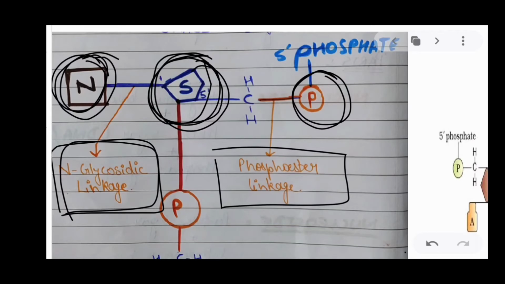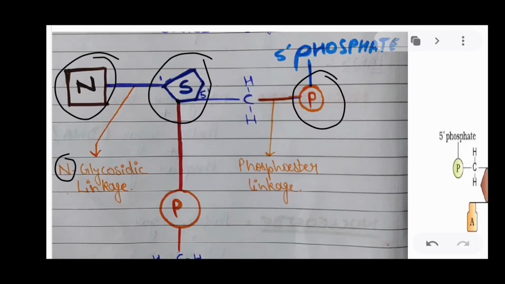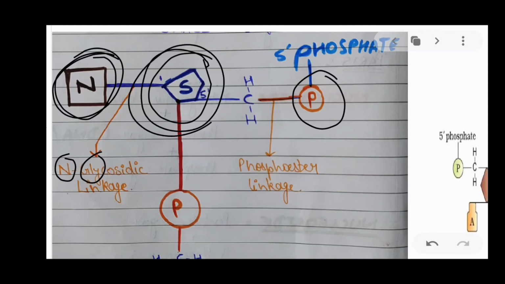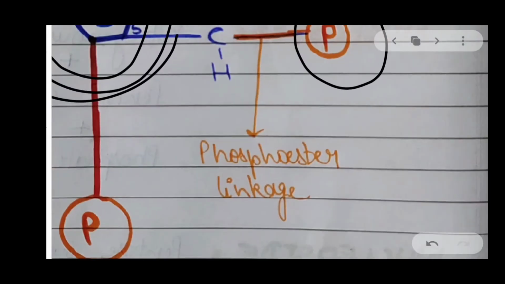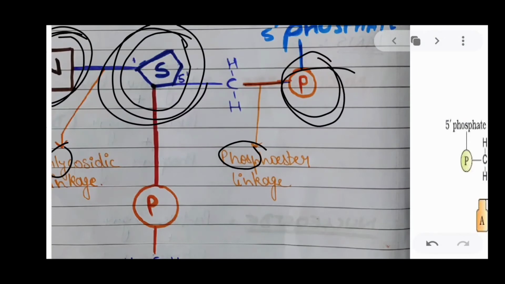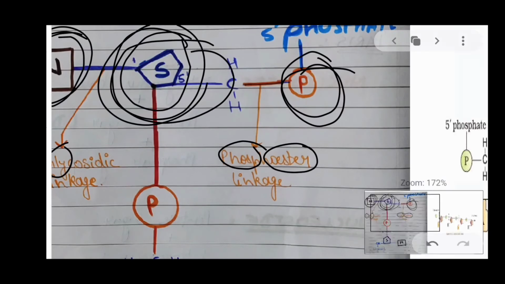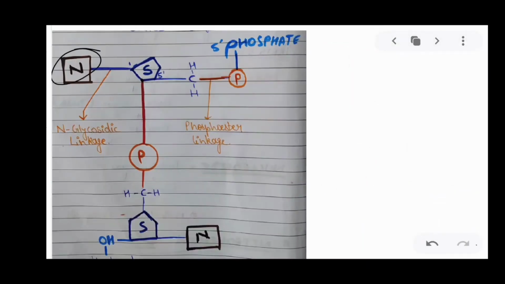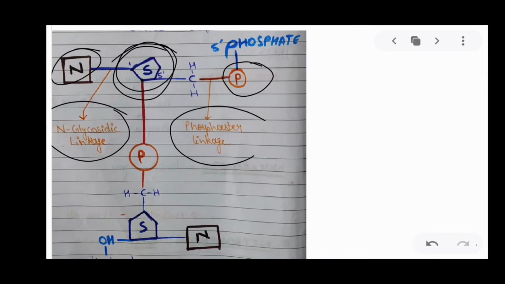We can remember this by saying N for nitrogen and G for glucose. Glucose means sugar, and the sugar here is the pentose sugar. And another thing, phospho means phosphate. Then ester, we can consider the ester bond, that is the sugar. Therefore, the phosphoester linkage. So the bond between the nitrogenous base and the pentose sugar is the N-glycosidic linkage, and the bond between the pentose sugar and the phosphate is the phosphoester linkage.